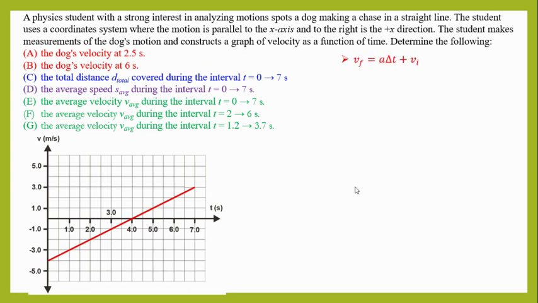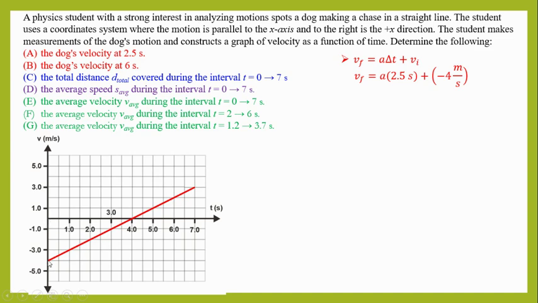Part A asks us to find the dog's velocity at 2.5 seconds. Essentially, it just wants us to find the instantaneous velocity. So VF, we know our VF function from our kinematics is a times delta t plus VI. We can just go ahead and plug and chug. We know our delta t here is 2.5 seconds. I've chosen to go from 0 to 2.5, which I think is the easiest to do.